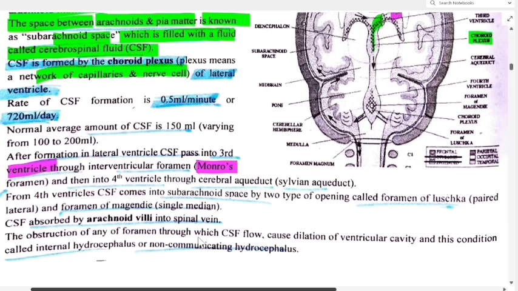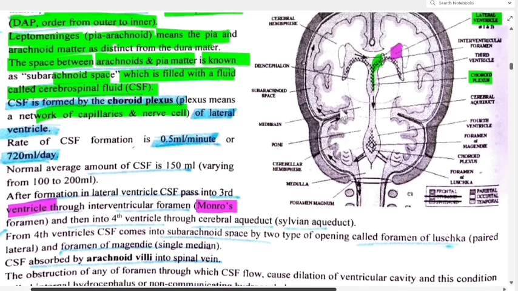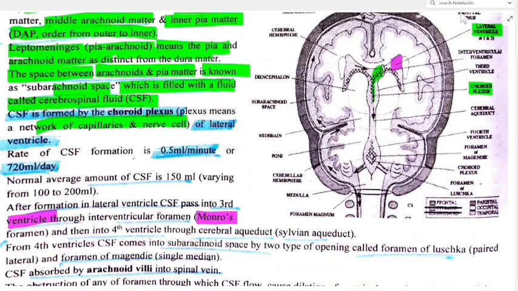See, after formation in lateral ventricle, CSF pass into third ventricle through intraventricular foramen. So now let's come back to the image again. See, after this lateral ventricle, interventricular foramen, or it is also called Monro's foramen. Now it is coming to third ventricle. Where it is third ventricle? See, this one is the third ventricle. So from lateral ventricle it is forming, then by Monro's foramen it is coming to third ventricle. Up to this, hope it is clear.